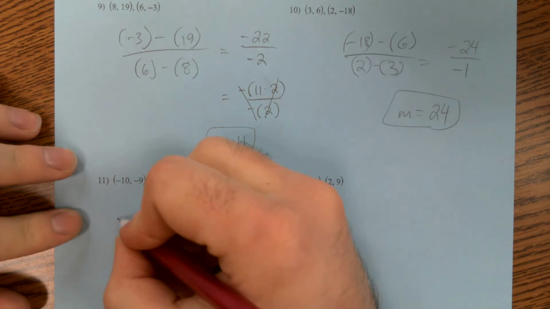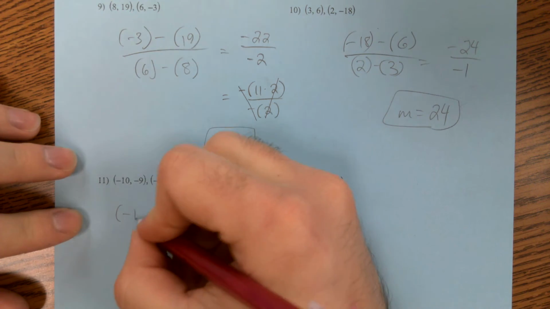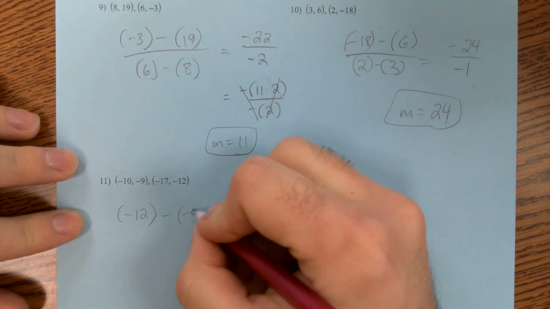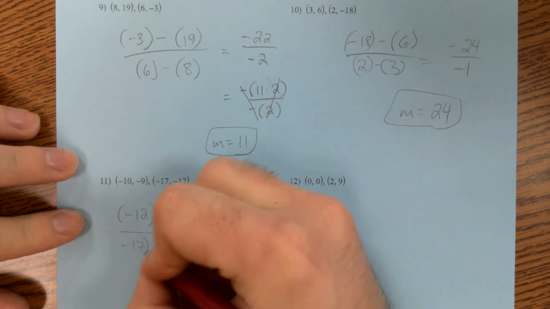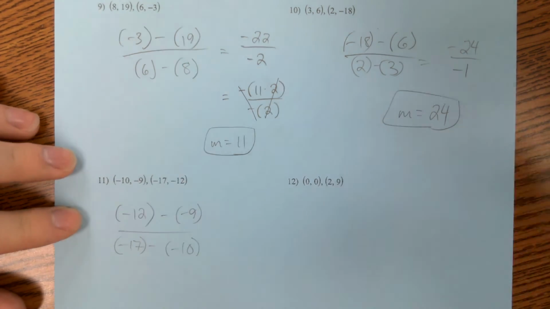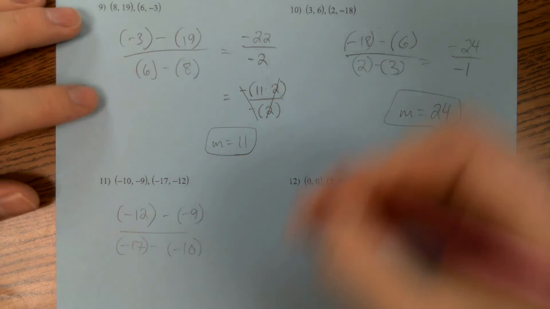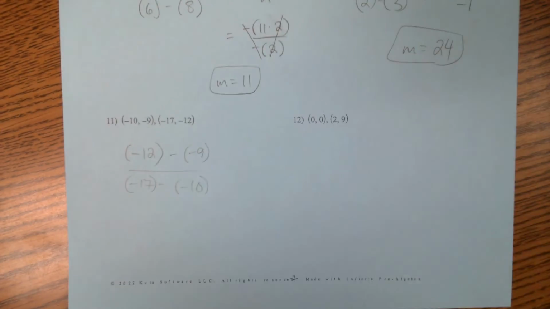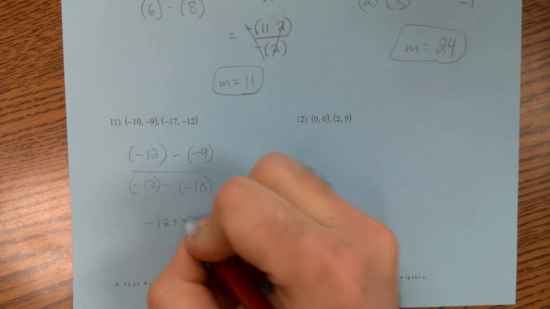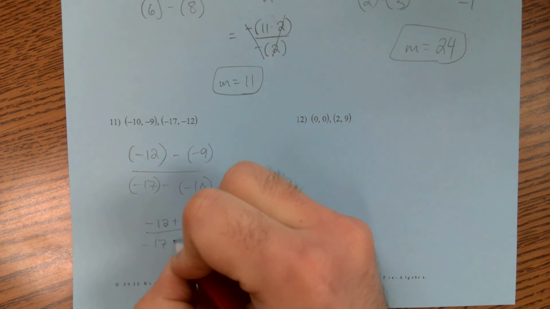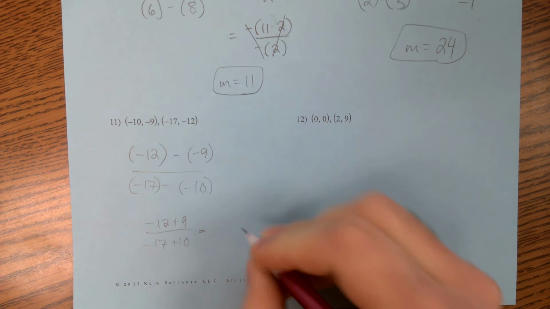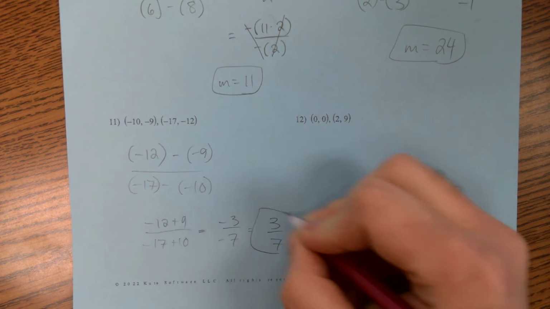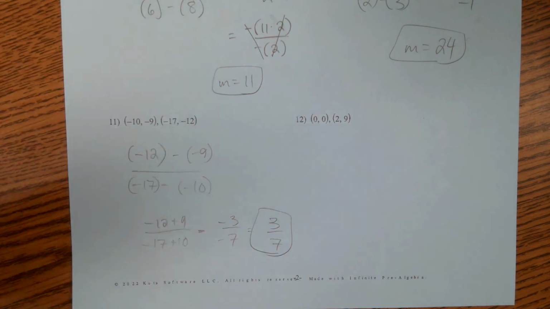Number 11, we got negative. Oh, did we do this one together yesterday? Yeah, we did, right? All right, I'll just go through it quick. Negative 12 minus negative 9 over negative 17 minus negative 10. So all kinds of double negatives turning into plus signs. I'm going to rewrite this just so I can figure out what on earth is even going on. Negative 12 plus 9 over negative 17 plus 10. That's just negative 3 over negative 7, which simplifies to positive 3 over 7. And we did that one yesterday, right?